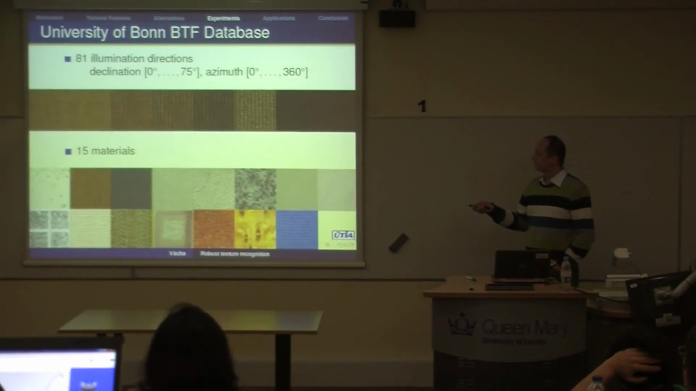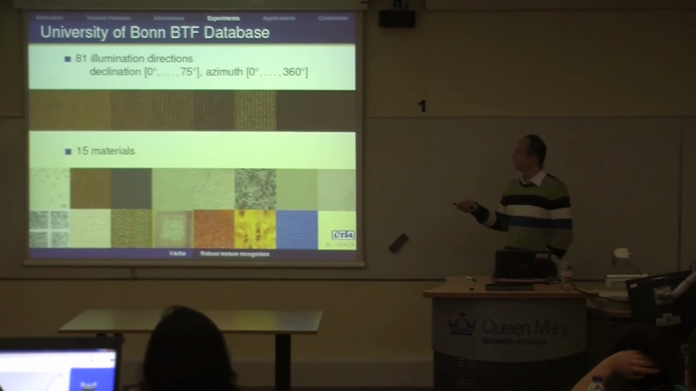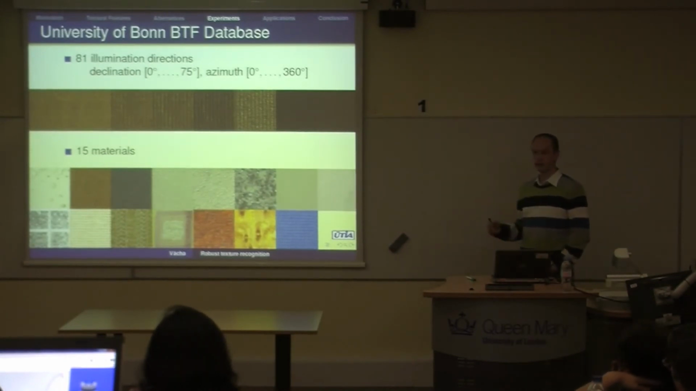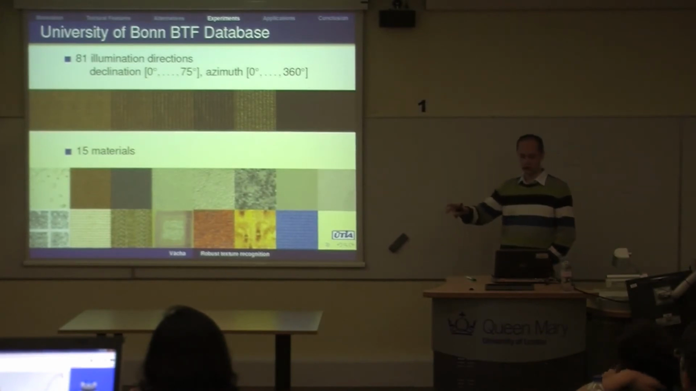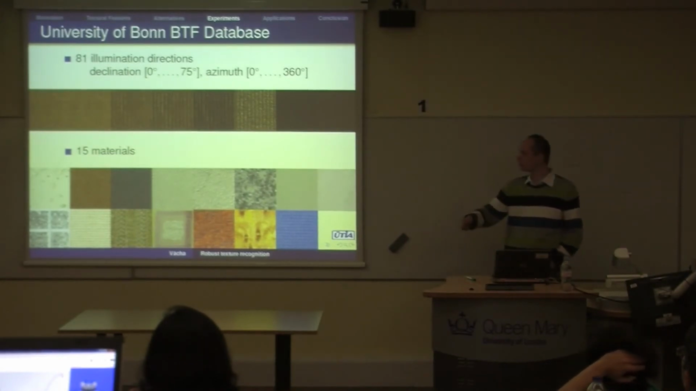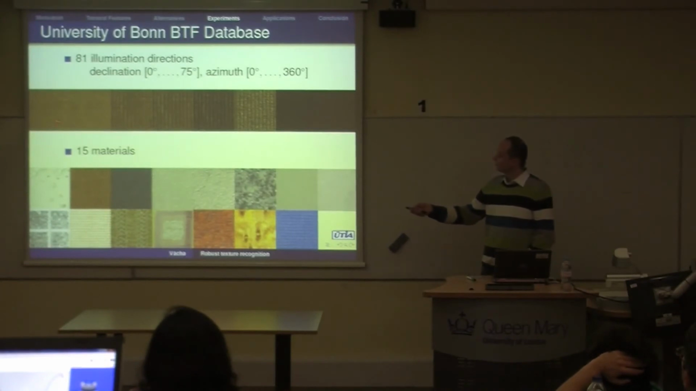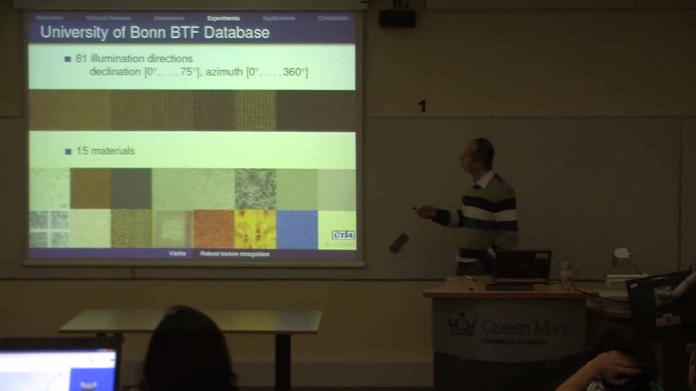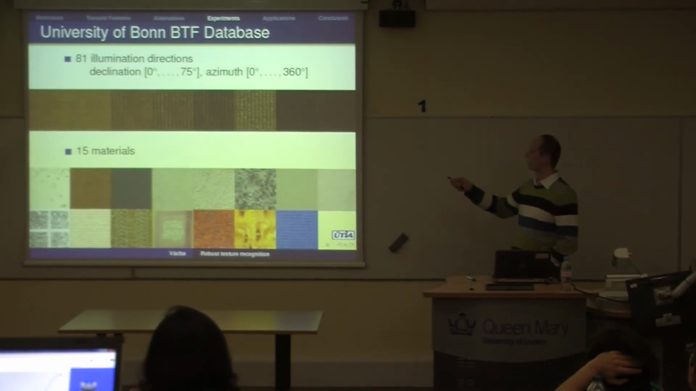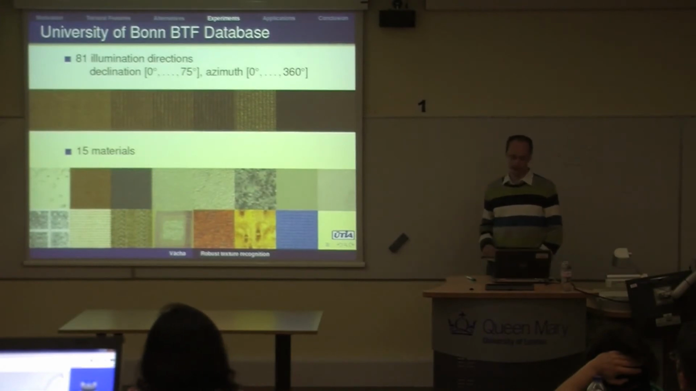We took material samples, illuminated under 80 different illumination conditions, changing the declination and azimuth of the source. These samples show how this kind of cloth, I think it's called fibers, looks as the illumination goes closer to the surface, and these four as the illumination goes around the sample. And again, there are significant changes in appearance.